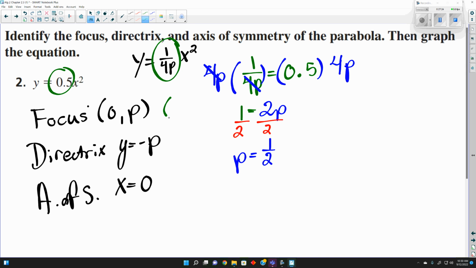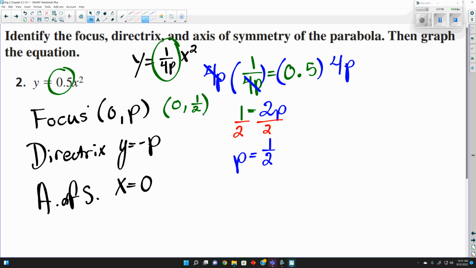Now the focus this time is going to be 0, comma 1/2. We're just replacing p with its value. So you didn't have to do that equation since we already know that it's 1/2. Incidentally, it does work out that it is 1/2. But it won't be like that, especially when the numerator is not 1 for our p value.